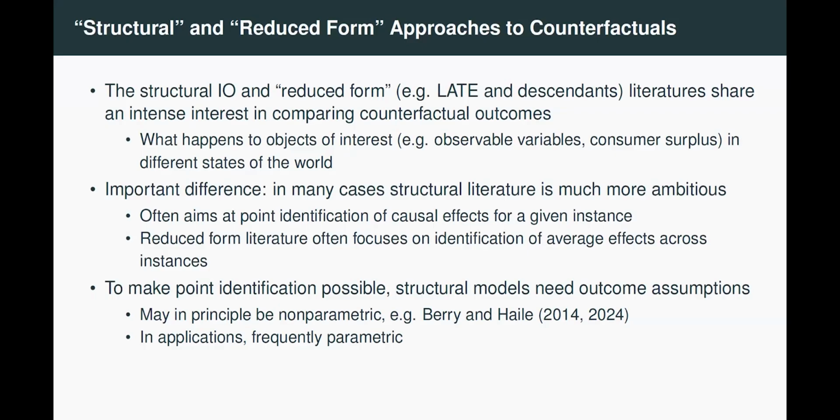Where a key distinction between these two literatures is that in many cases, at least, the structural literature is far more ambitious, aiming at point identification of causal effects for a given instance, whereas the reduced form literature often focuses on identification of average effects across instances. Now, as already came up in Steve's talk, if I have to make a decision in a given context, the thing that's of course decision relevant is what is the causal effect for the context in which I'm making the decision. I don't care if a given decision would be good on average across other instances I'm not facing.